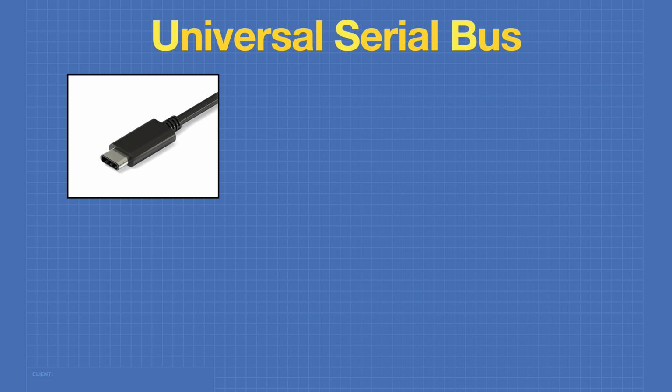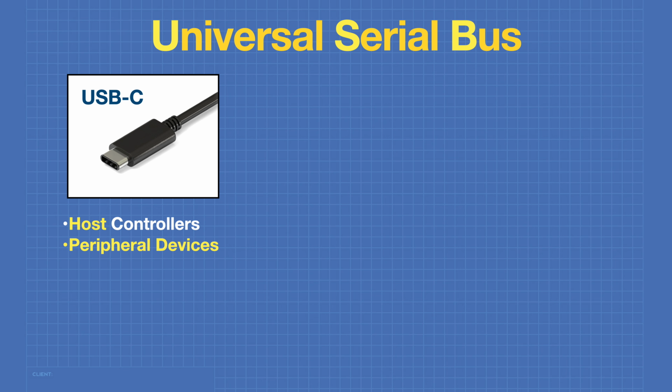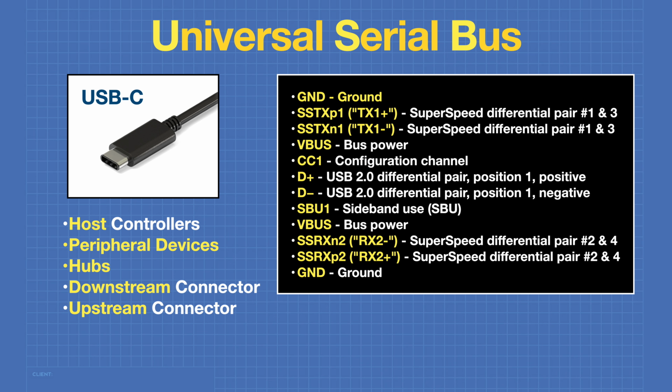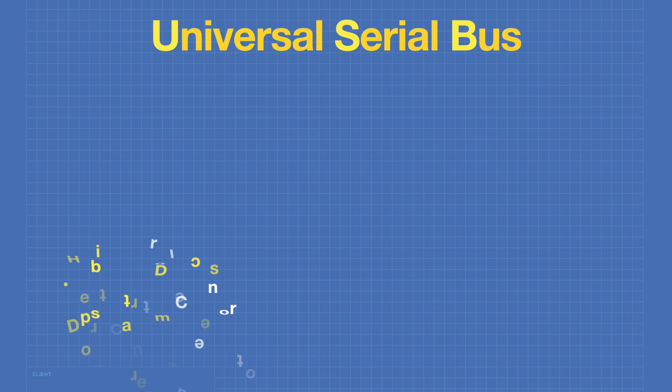The modern USB connector is a USB Type-C connector. This can be used for host controllers, peripheral devices, and for hubs. It can be both a downstream connector or an upstream connector. USB Type-C uses 12 wires, but the connector itself actually has 24 pins. The other side is a mirror image of the first side, so the connector can be reversed and used either way.